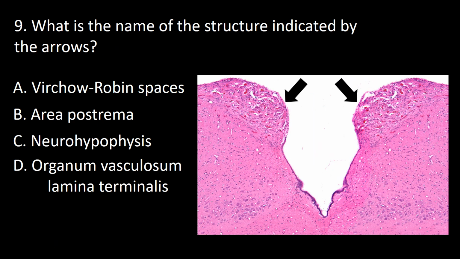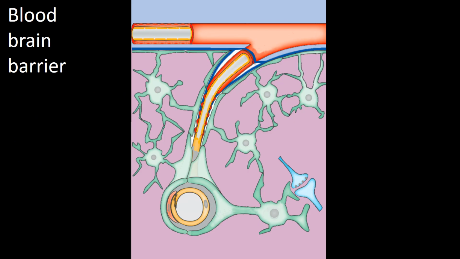Next question. What is the name of the structure indicated by the arrows? A. Virchow-Robin spaces. B. Area postrema. C. Neurohypophysis. D. Organum vasculosum of the lamina terminalis. A good place to start answering this question is the blood-brain barrier.